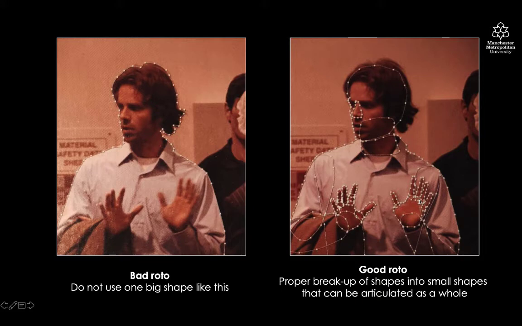And here is a kind of digital roto where, if you see here, that's a bad roto. Do not use one big shape like this. So basically, this is an example of a roto. Now you must be thinking, hang on, when we were doing Photoshop, we did shapes like that, but that was a static image. So you can create roto shapes when it's a static JPEG or TIFF or Photoshop image like that.